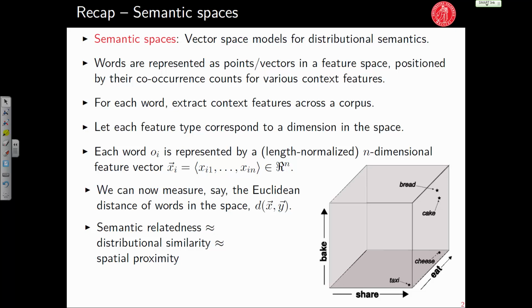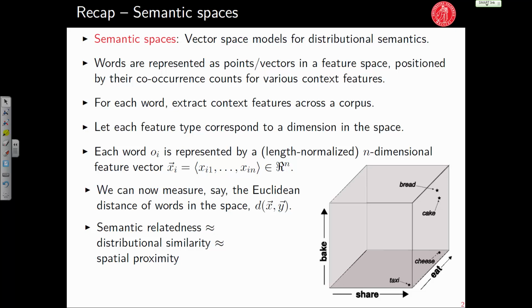So a bag of words context is all the words occurring with a given term in the same sentence, in the same paragraph, etc. Or words to the left and right of the target word, etc. And then for each word, we would extract the context features from a large collection of text, normally called a corpus. And each feature type would correspond to a dimension in our vector space.